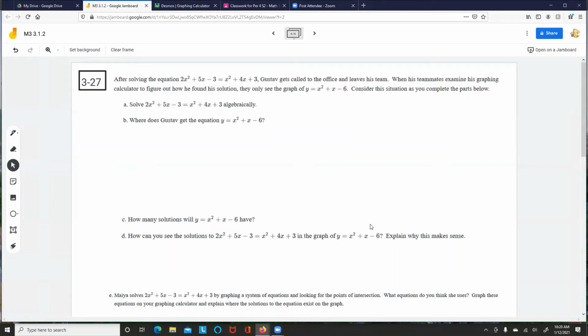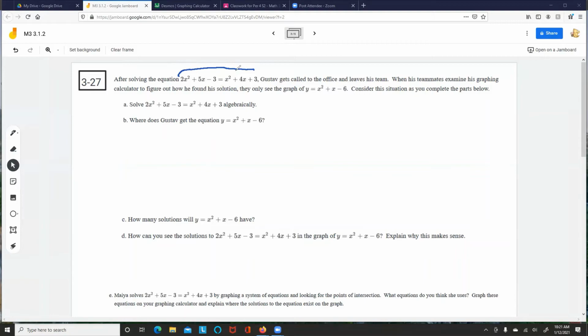All right. 27 is this. What are we doing? Get my pen back. Let's change colors to blue. After solving the equation 2x squared plus 5x minus 3 equals x squared plus 4x plus 3, Gustav gets called to the office and leaves his team. Oh, Gustav, he got called to the office.